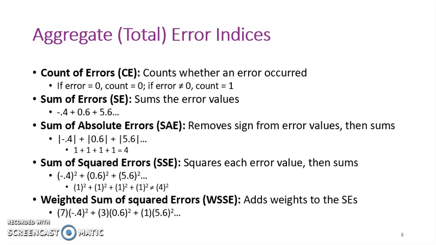Since we don't want the positive and negative error values to cancel each other out, we could take the absolute value of each error value and then sum them. And this is what we do with the sum of absolute errors. We remove the sign from the error values and then we sum them. And this is definitely better than just the plain old sum of errors or the count of errors.